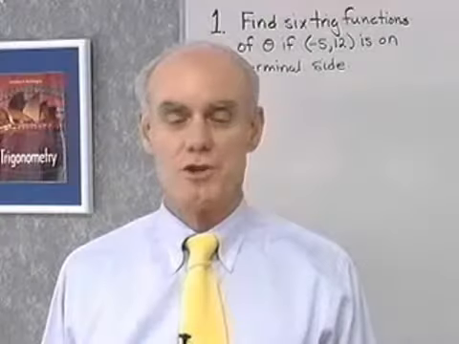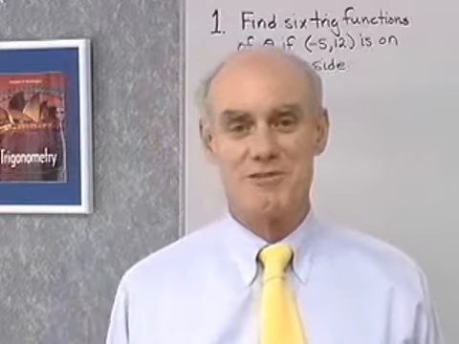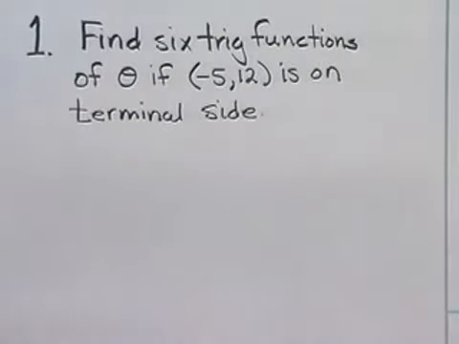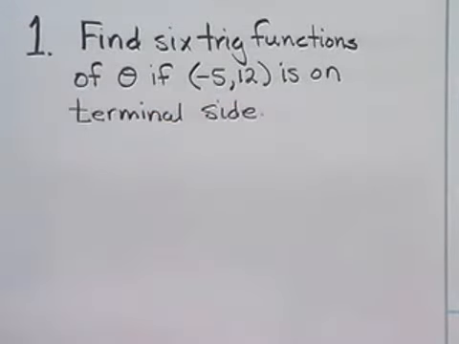In this section, we're going to use our definition for the 6 trigonometric functions to work some problems. Here's our first one. It says, find the 6 trigonometric functions of theta if the point negative 5, 12 is on the terminal side of theta.